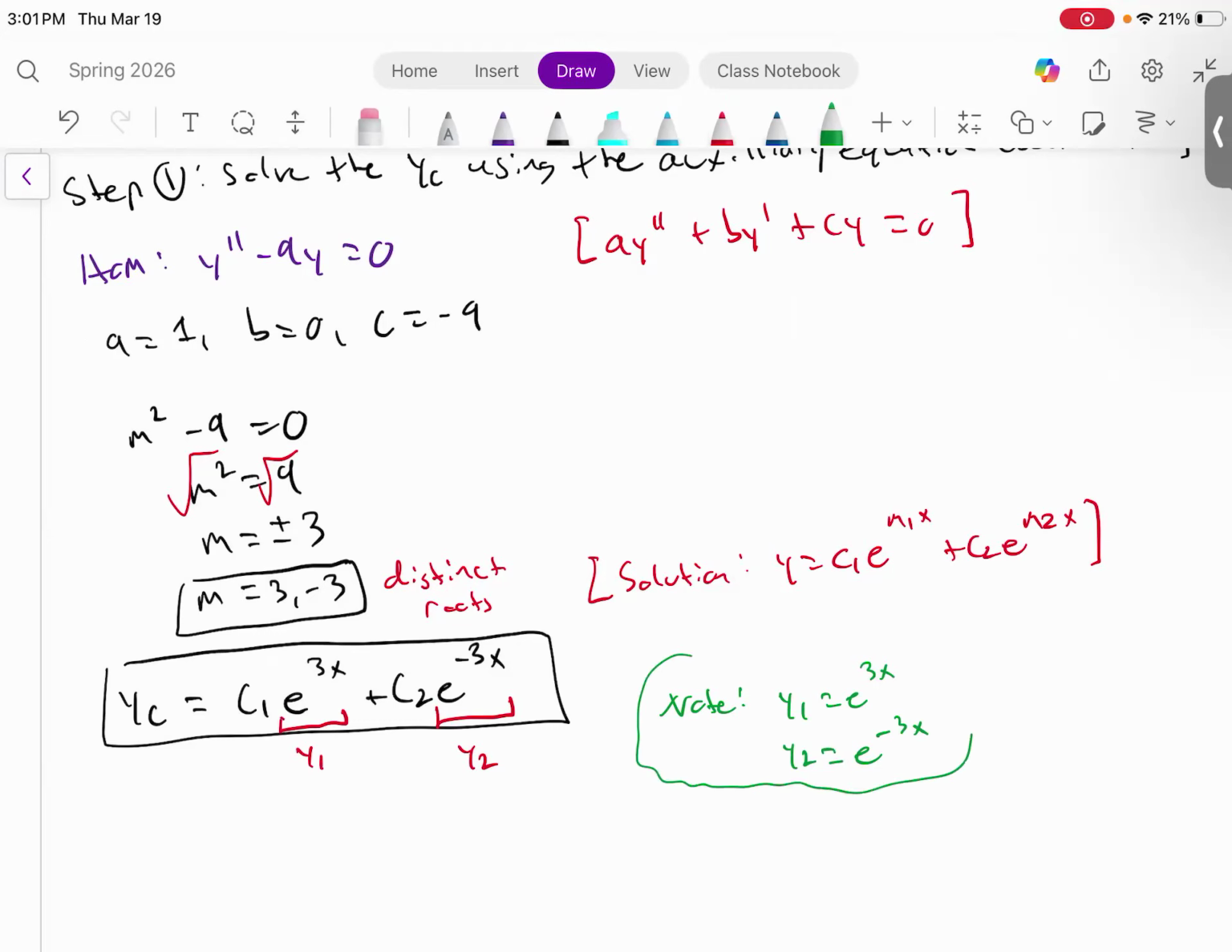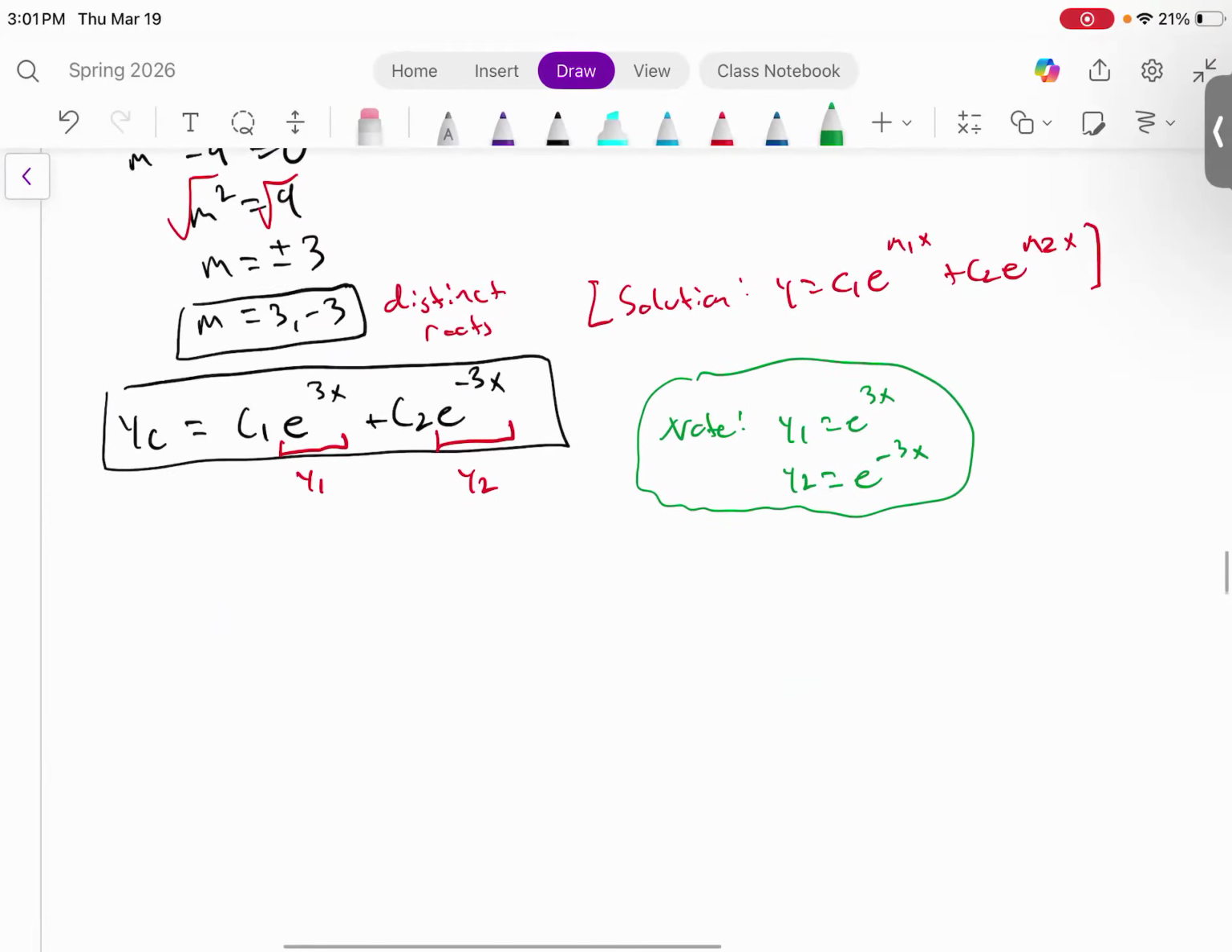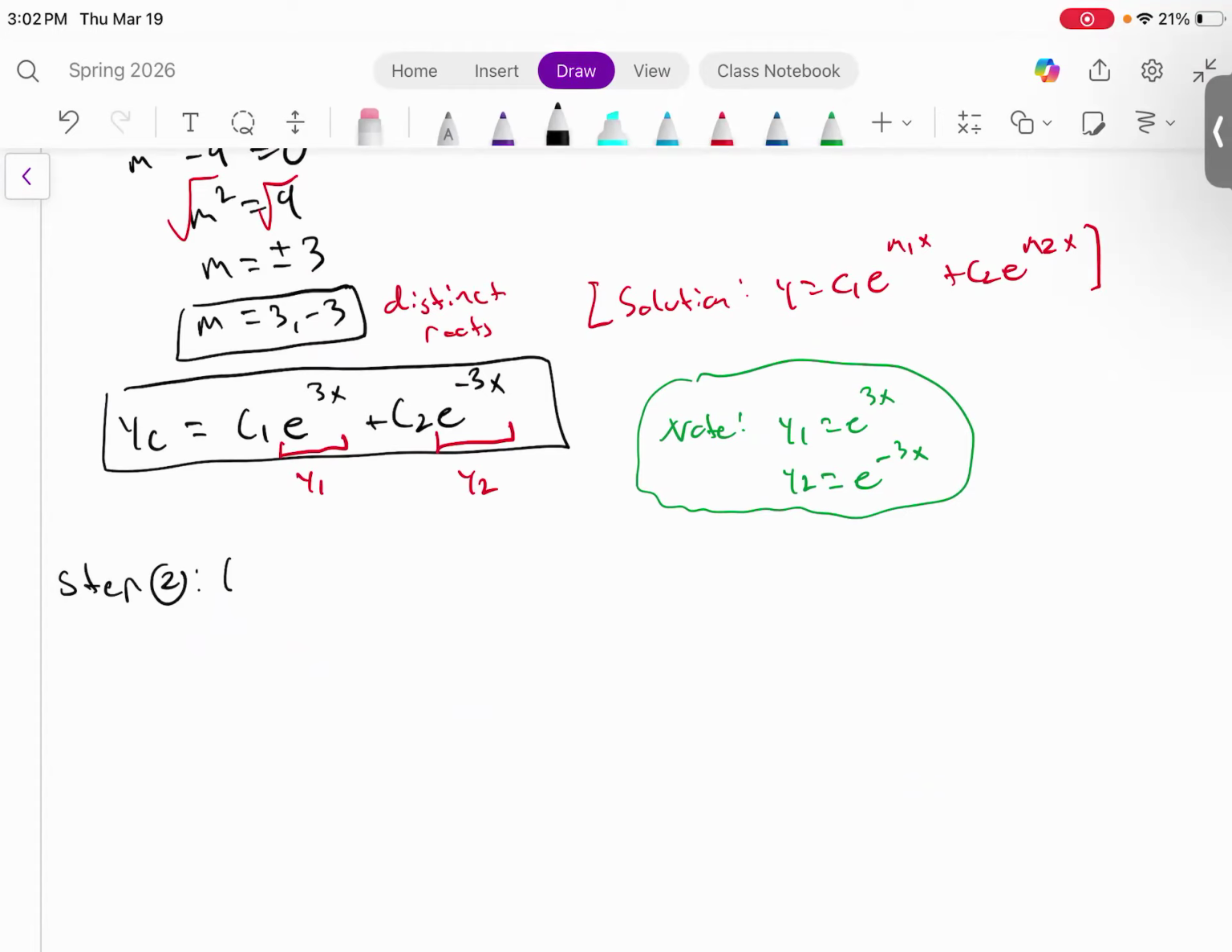Okay, so we got the easy part out of the way. Now what we need to do is get into our particular solution phase using variation of parameters. So we'll say step 2, get the differential equation into standard form, which means get y double prime naked.